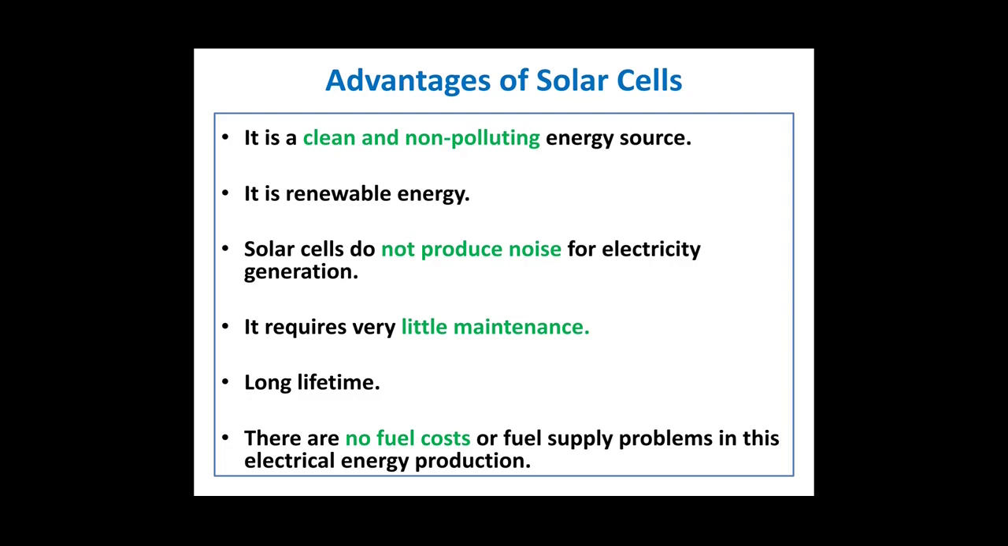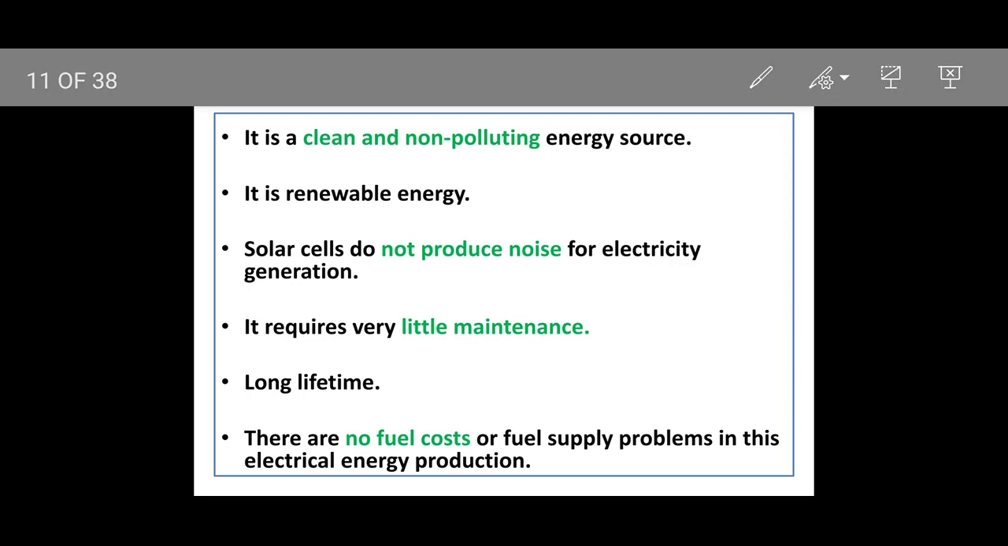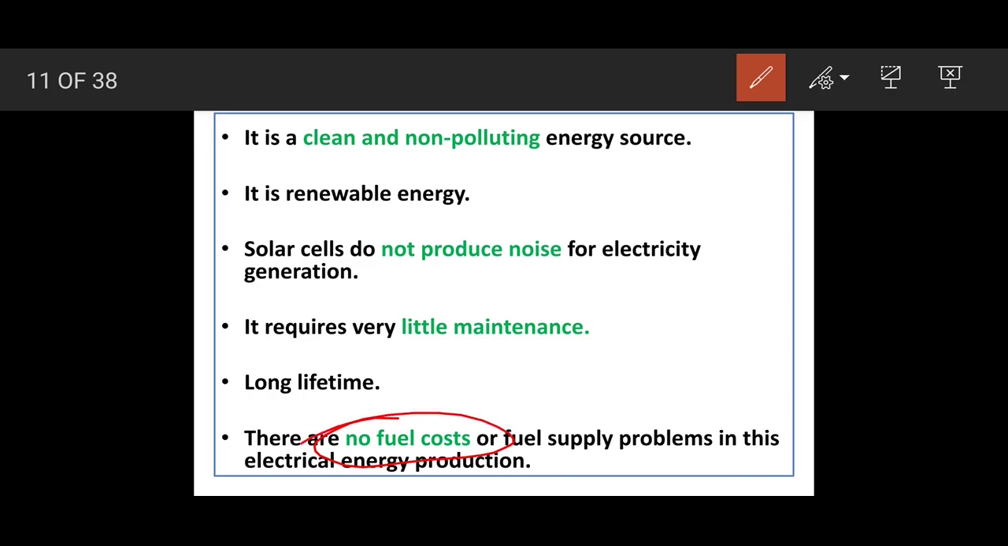Now what are the advantages of a solar cell? Clean and non-polluting, renewable energy, and it does not produce noise for electricity generation. So during the generation of electricity, there is no noise at all, and it requires very little maintenance. It has a long lifetime, because the source of energy is non-exhaustible, and there is no fuel cost because the supply of the sun's energy is unlimited.